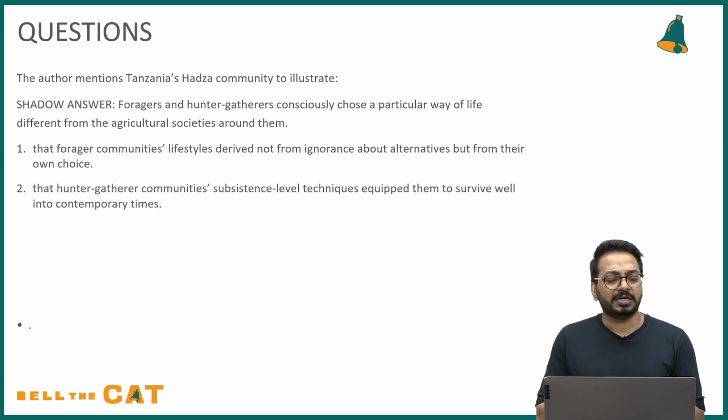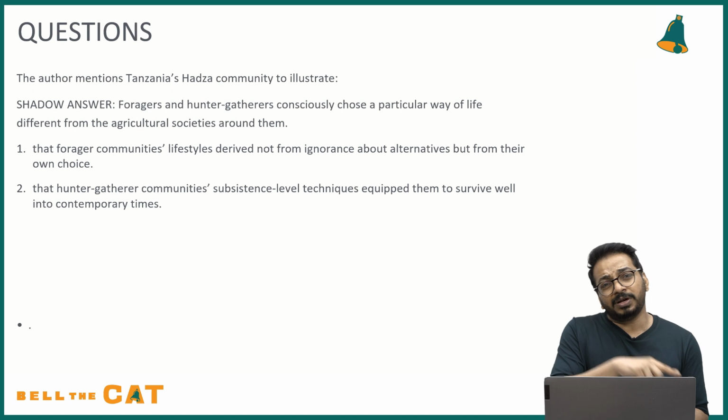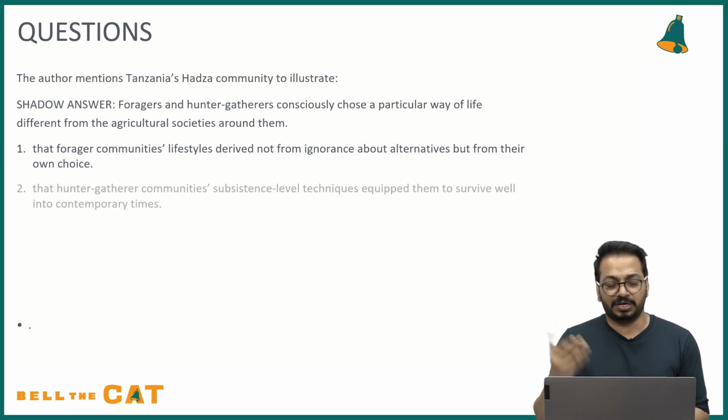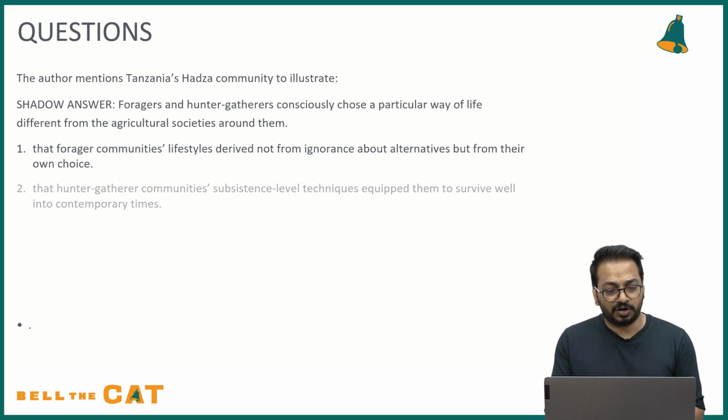Next option: hunter-gatherer communities' subsistence-level techniques equipped them to survive well into contemporary times. It's not to show that they needed to survive, because what does the author talk about? So that they made a real choice. It's not that their techniques are used to survive. Remember one thing: what the author wants to show, the author will mention either before or after the example, always. Is the author mentioning anywhere that their techniques were useful for them until later? No. So you don't need to draw inferences. So this is definitely not mentioned.